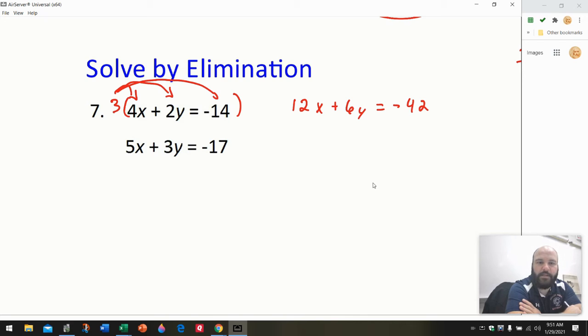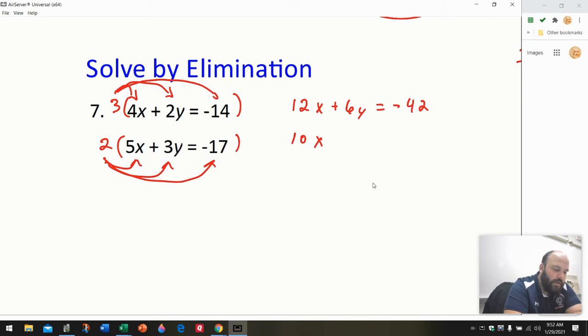Now for the next one, I want to turn this 3 into a 6. In order to do that, I need to multiply it by 2. So this whole equation is going to get multiplied by 2. So 2 times 5x, and then 2 times 3y, and then 2 times negative 17. So 2 times 5x is 10x. 2 times 3y is 6y. And then 2 times negative 17 is negative 34.